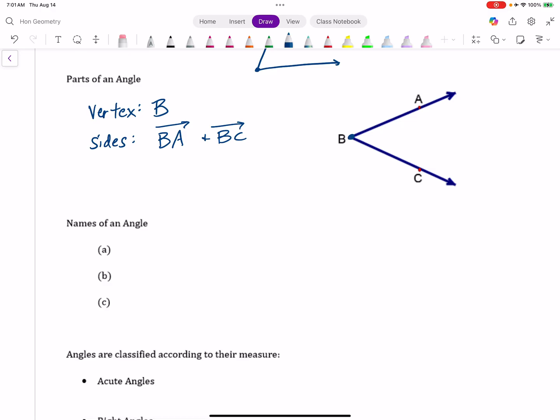So the easiest way is when there's no confusion. Let's just call it by the vertex. We call it angle B. All right, and I do my angle symbols like this. I'd say most people do them like that. Don't let it look like a less than symbol though.